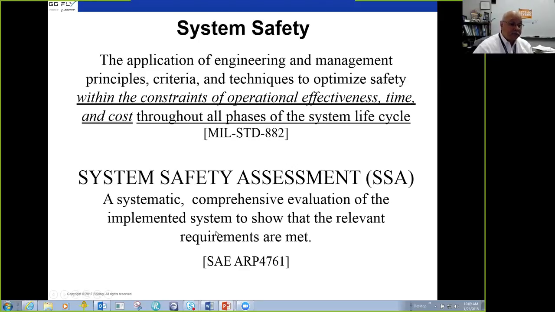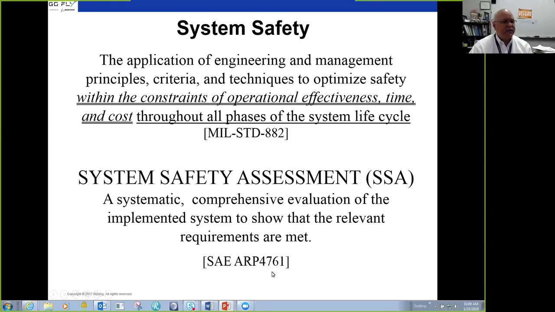The FAA and the civil side looked at safety assessment as a systematic and comprehensive evaluation of the implemented system to show that the relevant requirements are met. The relevant requirements meaning the safety with the performance. That is a definition out of ARP 4761. This is the first document that you actually look at. It is pretty thick and it's interesting to read, but sometimes hard to read. But a glance at some of the charts that are in there would be recommended.